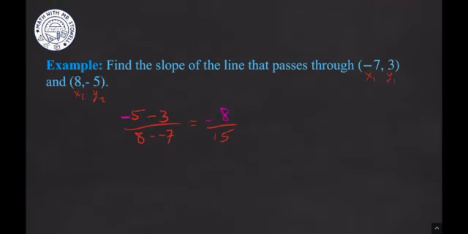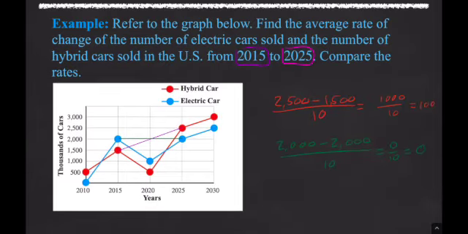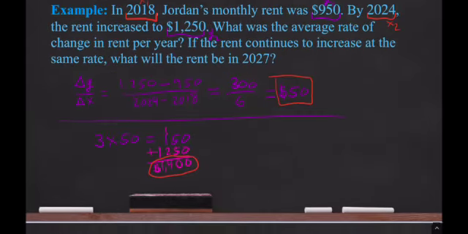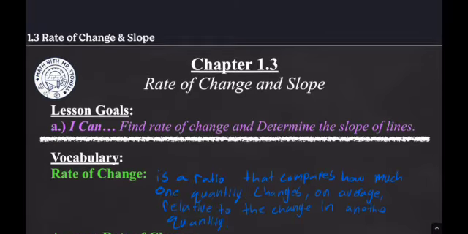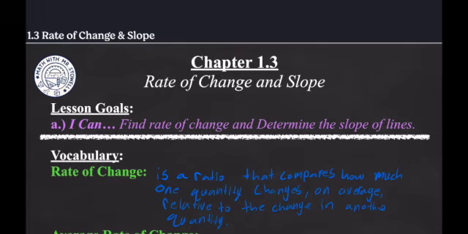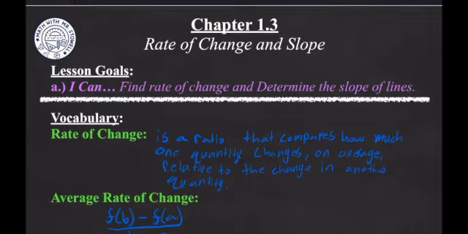We talked about finding slope with points. We talked about average rate of change, how the average does not have to be linear, but we're looking at two specific points within that, which would be linear between those 2 points. And at this point, we should be able to say that I can find the rate of change, an average rate of change, and determine the slope of a line.